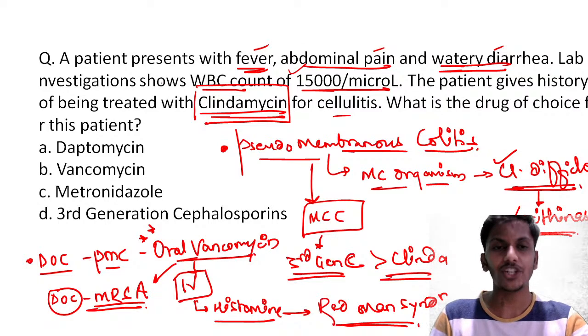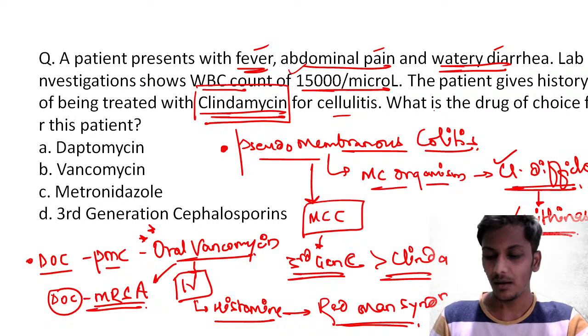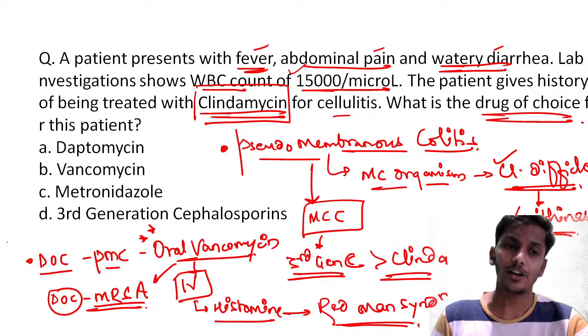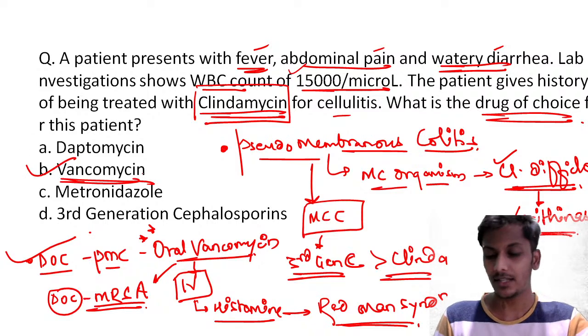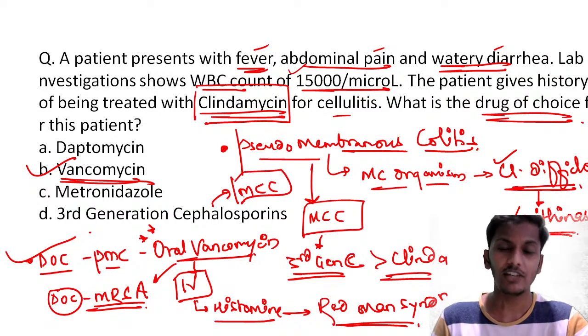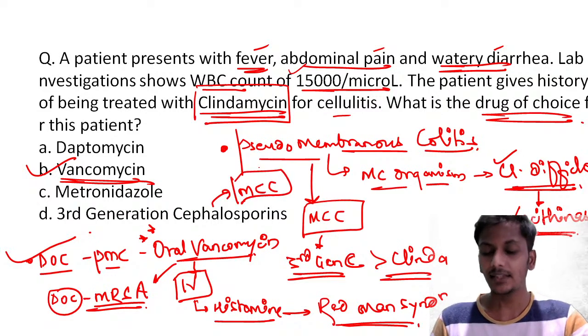I'll finish this question first. That question, as we all know, clindamycin-induced diarrhea, provisional diagnosis pseudomembranous colitis, but they have asked what is the drug of choice. So the drug of choice we have discussed, it is vancomycin. Okay, option B, vancomycin is the drug of choice. Okay, third generation cephalosporins are the most common cause. If they would have asked about the cause, then the most common cause would have been third generation cephalosporins.